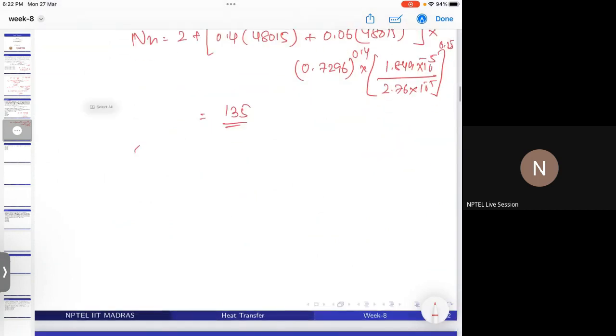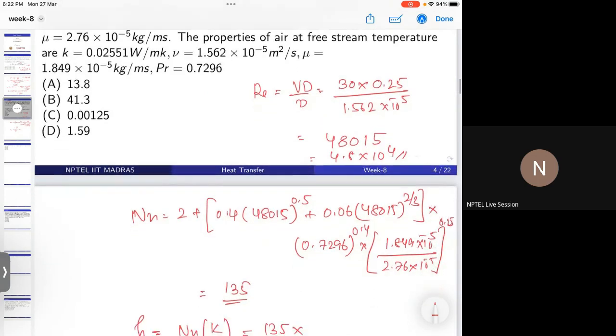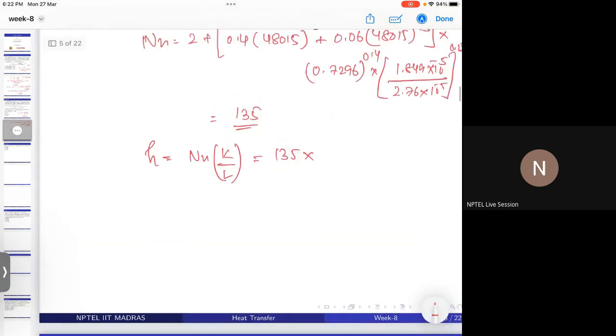So we have the Nusselt number. Can you please find out what is h, that is the heat transfer coefficient? Nu K by L, which is 135 into K, 0.255, by the characteristic length, so diameter is 0.25. What is this answer? 13.8. Yes, it's 13.8 watt per meter square Kelvin.